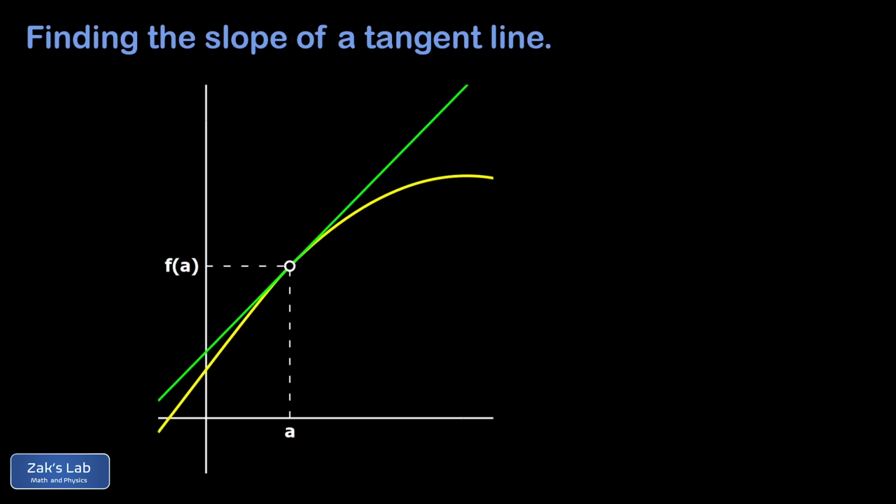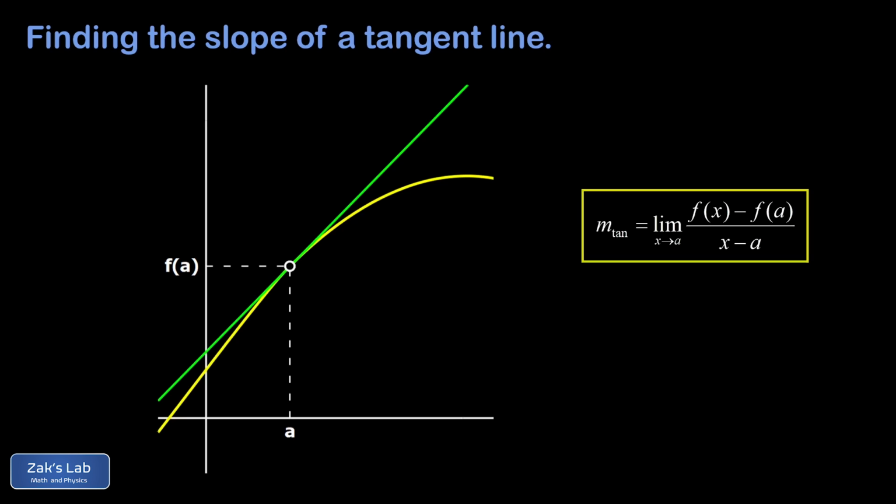So what's the formula for the slope of a tangent line? It's just the slope of a secant line on the interval a to x, but we take the limit as x goes to a. So there's the basic solution to the tangent line problem.